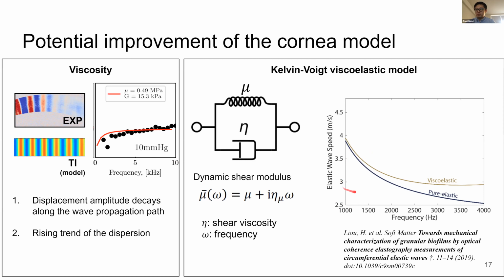We had some previous results on hydrogels, and we compared two different models, the viscoelastic model and the pure elastic model. We observed that the viscoelastic model will have a higher wave speed at high frequencies. So that might help us compensate for this rising trend we observed in the experiment.